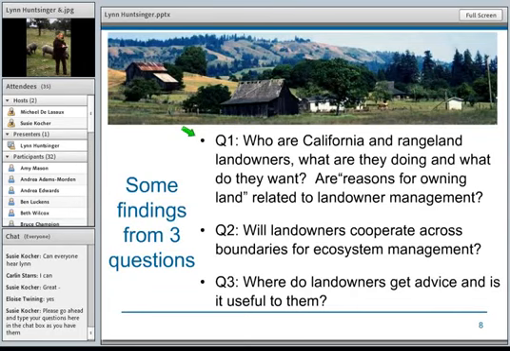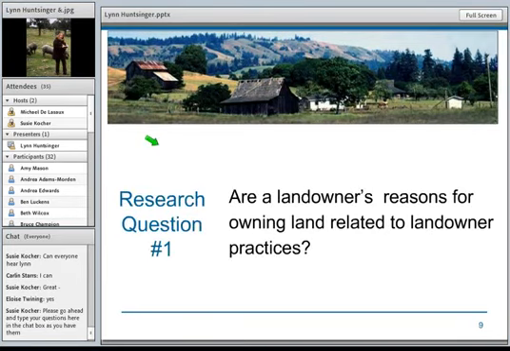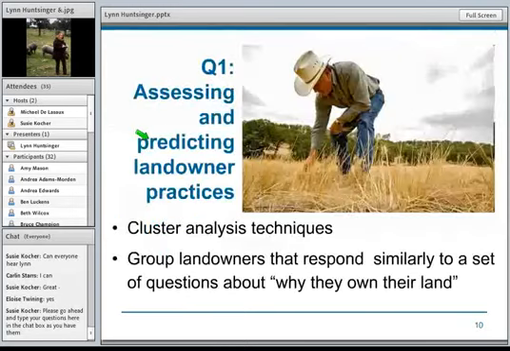And then where do landowners get advice, and is it useful to them? And of course, any agency or individual doing outreach wants to know more about that, or should. So are a landowner's reasons for owning land related to their practices? That's question 1, assessing and predicting landowner practices.